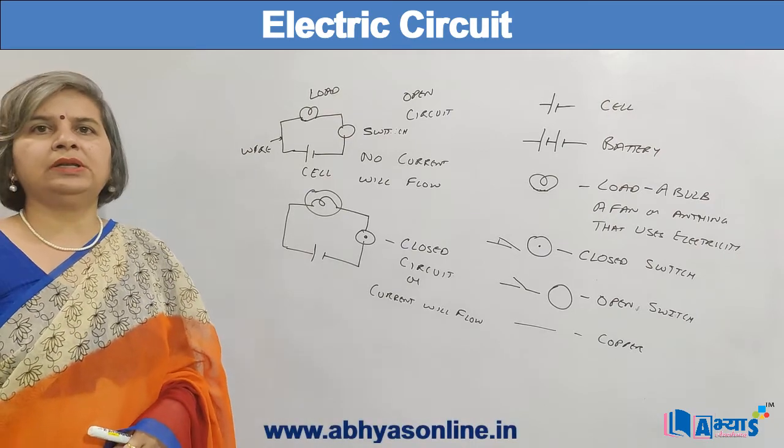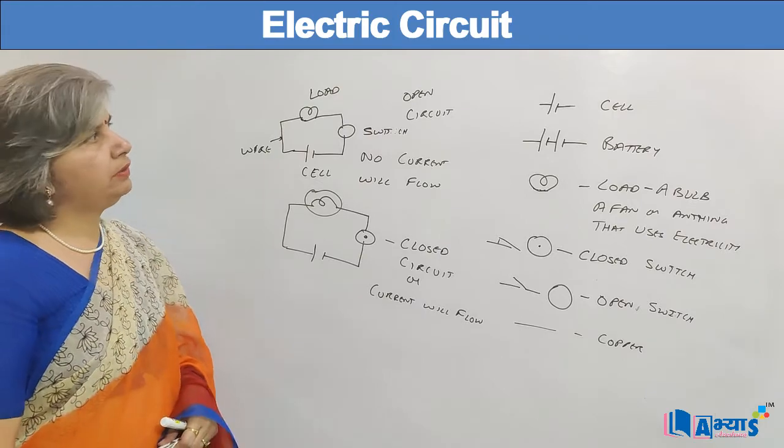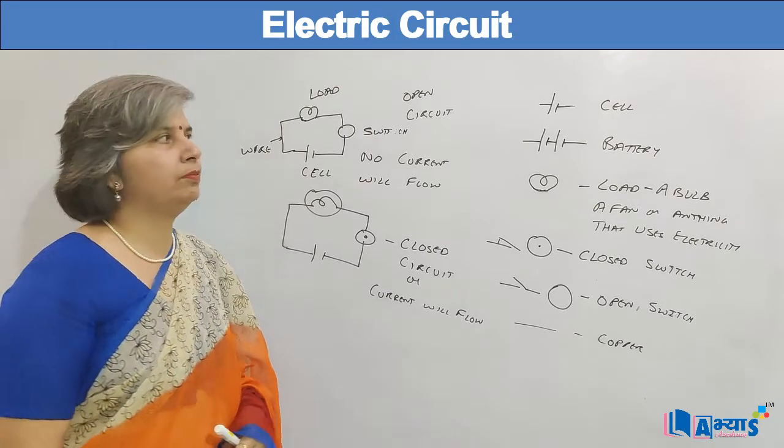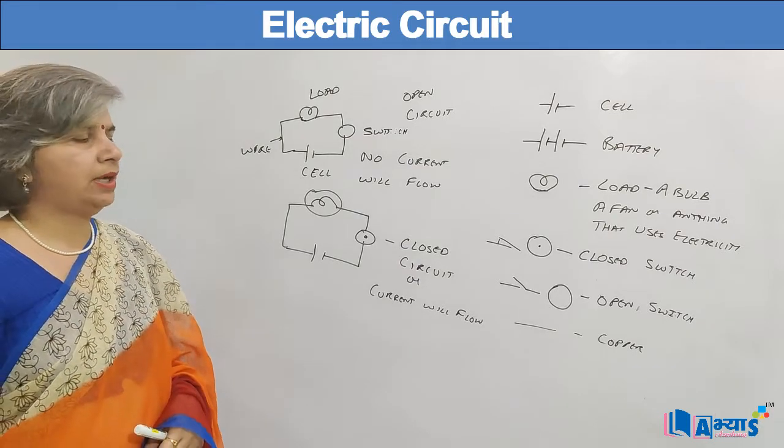So in the closed circuit the current flows, but in the open circuit no current flows. So this is how we can define the circuit and the various components. The various components are cell, battery, load, switch, and connecting wires.